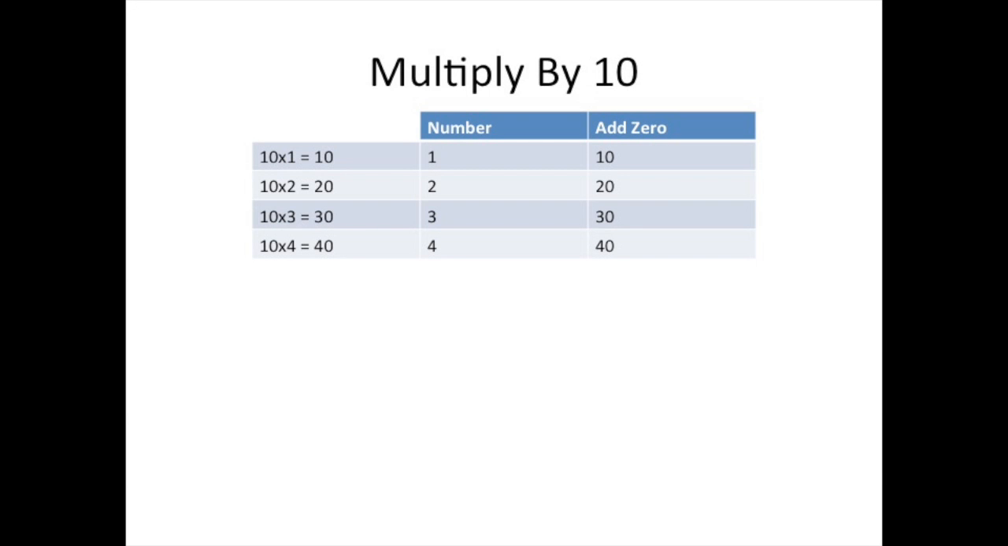Multiplying by 10. Multiplying by 10 is very easy, just like multiplying by 1. All you have to do when you multiply a number by 10 is add a 0 to the end of it. So, for example, 10 times 2 equals 20. You take 2 and you add a 0 to the end of it, making 20. Same goes with 10 times 3. You take 3 and add a 0 to the end of it, and so on.